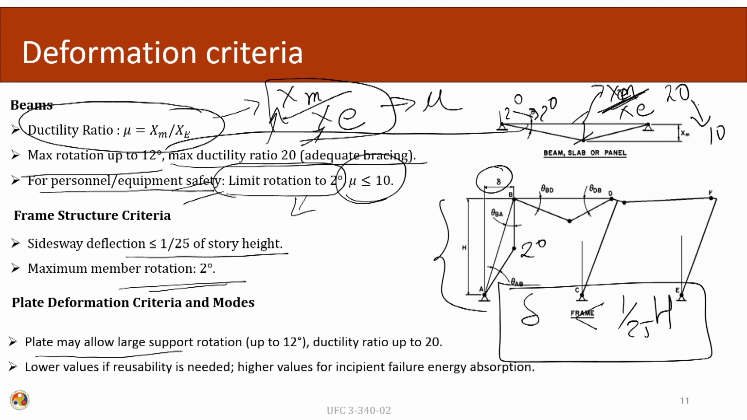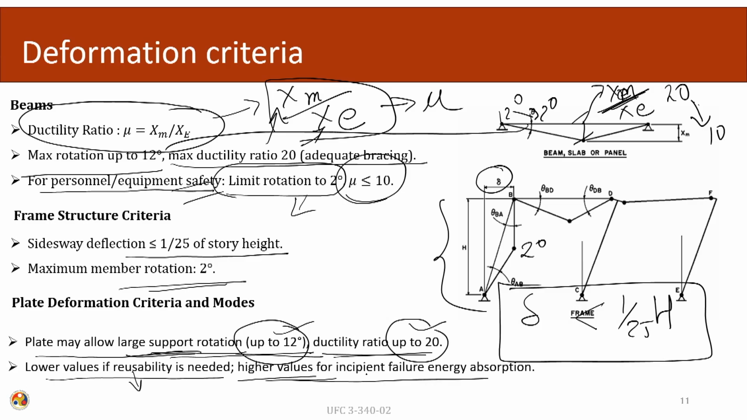Plate might be allowed for large support rotation up to 12 degrees and ductility ratio up to 20. So plates are allowed with much larger rotational criteria and ductility ratio. These things have to be restricted if the plates need to be reused. If the reusability criteria comes into the picture, then these criteria are tightened more, and they should have high values for incipient failure and high energy absorption. So depending upon the usage, different criteria are set for the different structural systems.